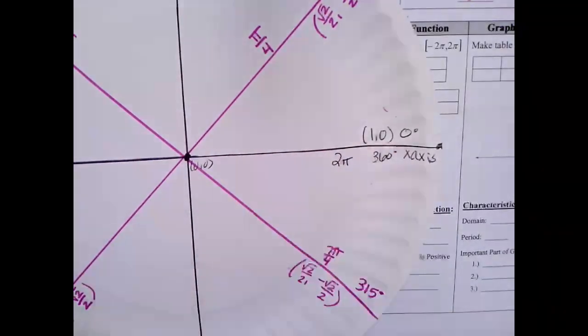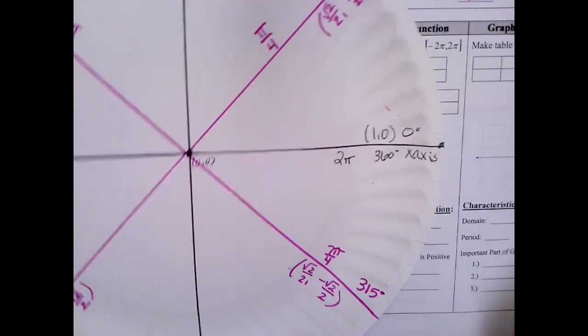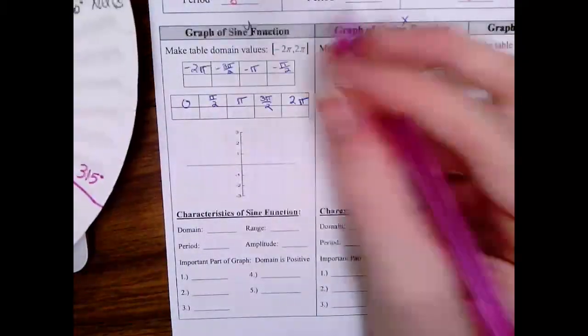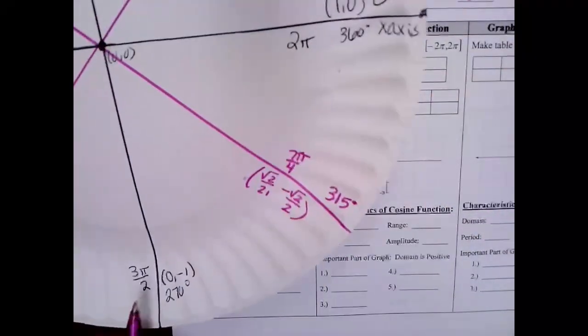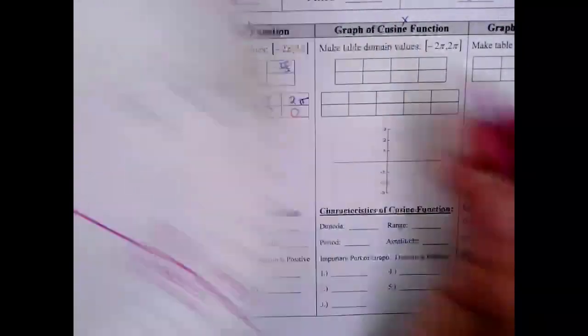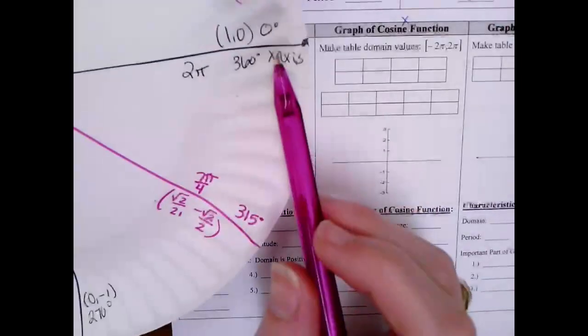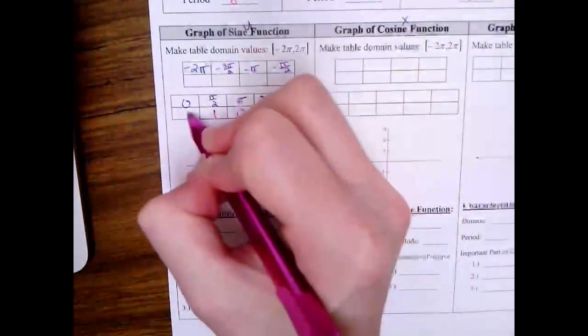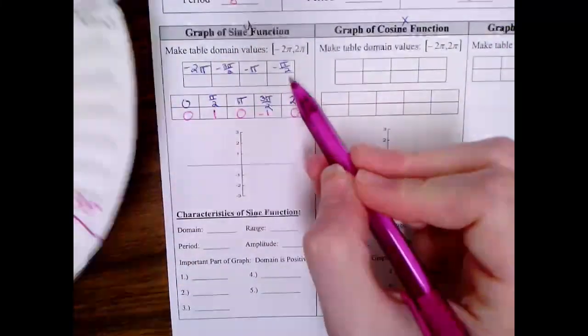What's the y value at each of these numbers? Okay, so at positive 2 pi, what's the y value? 0. At positive 3 pi over 2, what's the y value? Negative 1. At pi, what's the y value? 0. Pi over 2, what's the y value? 1. 0, what's the y value? 0.